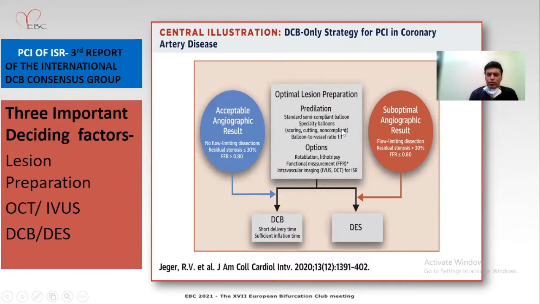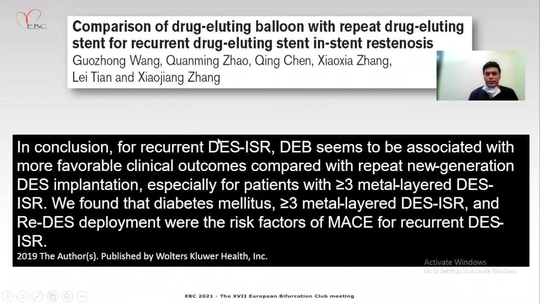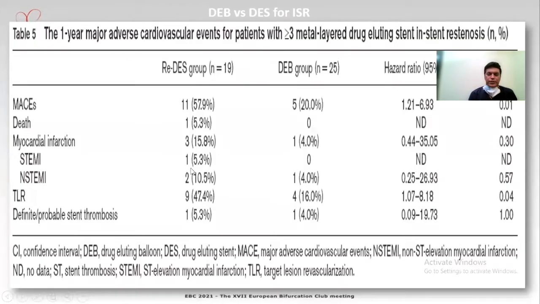then you can go with the DES. If the optimal minimal luminal area is there, adequately prepared without any flow-limiting dissection, you can do the DCB. Even after DCB, if a suboptimal result is still there, and the FFR result is positive, then you can go with DES stenting. And here the study has shown very clearly, with multiple layers of stents, the DCB results are far superior compared to DES.